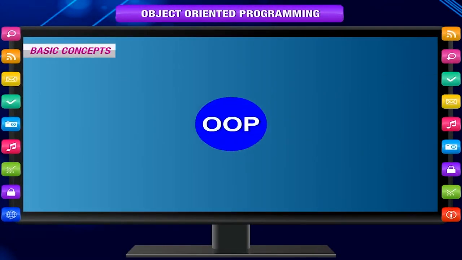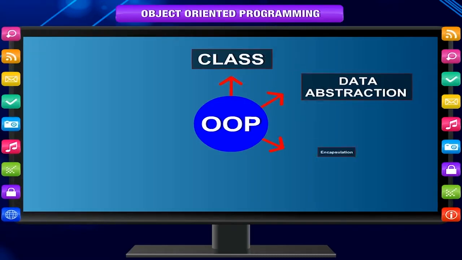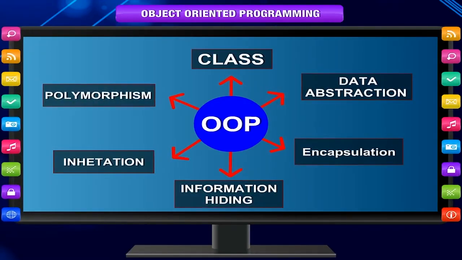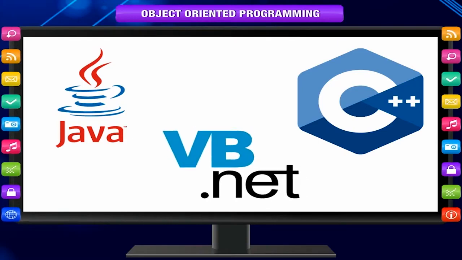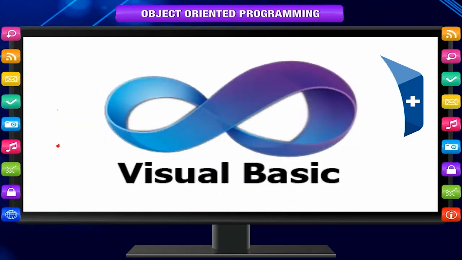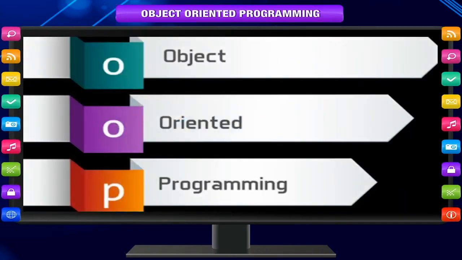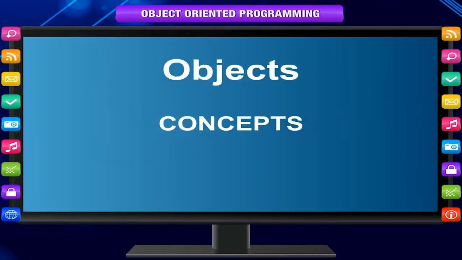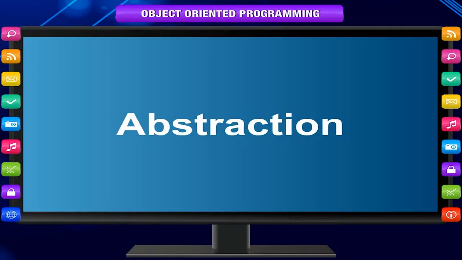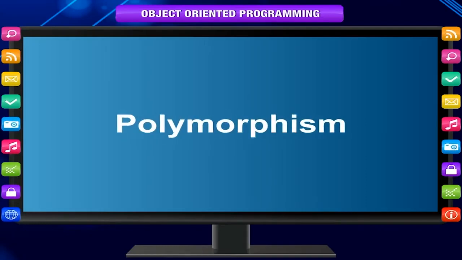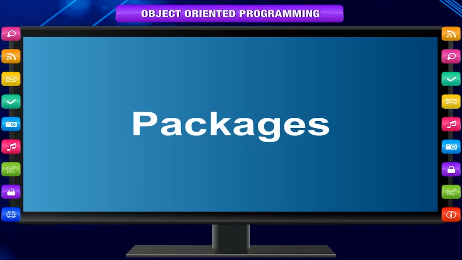Basic concepts. You need to learn a few basic concepts before you start writing code using an object-oriented programming language like Java, C++, or VB.NET, or an object-based programming language like Visual Basic. This lesson will introduce you to some of the fundamental concepts of object-oriented programming. The main concepts are objects, classes, data encapsulation and abstraction, inheritance, polymorphism, interfaces, and packages.